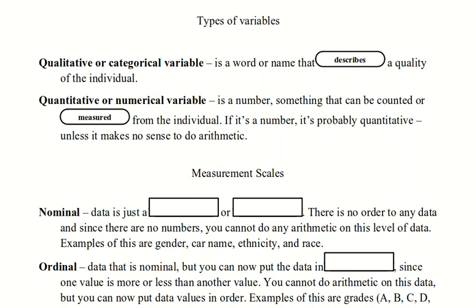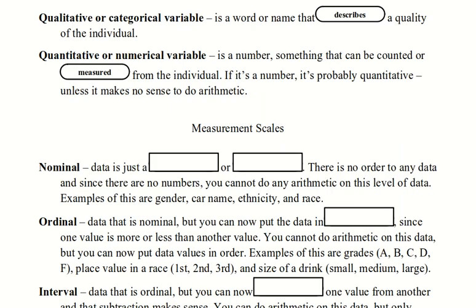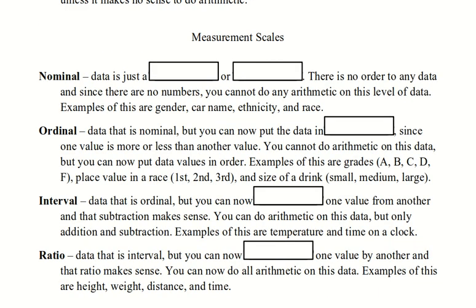So if it's a number, it's probably quantitative, unless it makes no sense to do arithmetic. Telephone numbers. I can't say someone's telephone number is bigger than someone else's. Street addresses are numbers, but it doesn't make any sense to do arithmetic with them. Now, when we have numerical variables, we may talk about the scale that's involved in those.